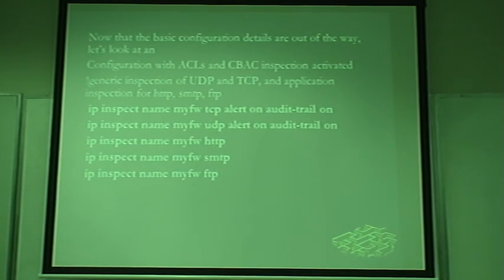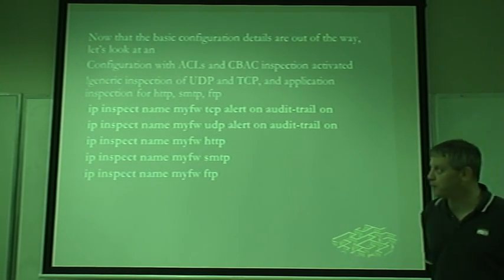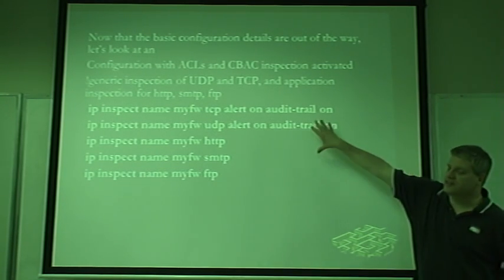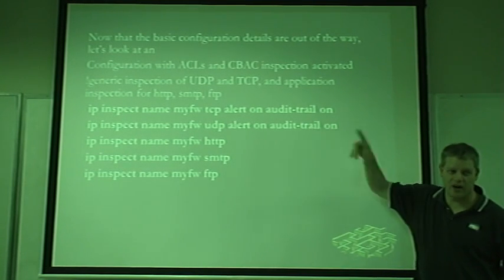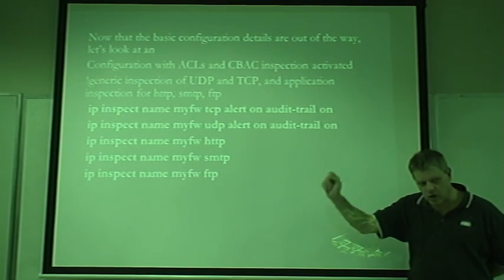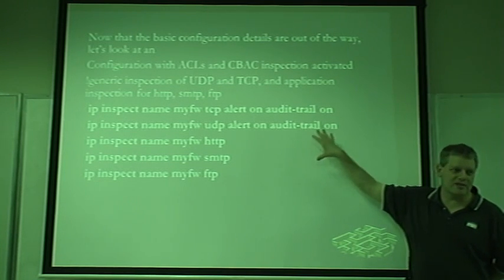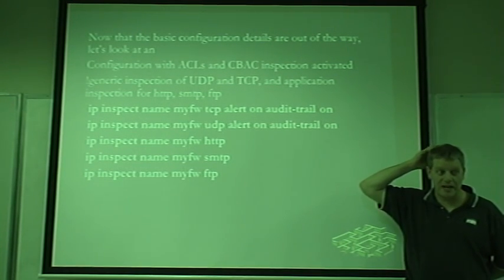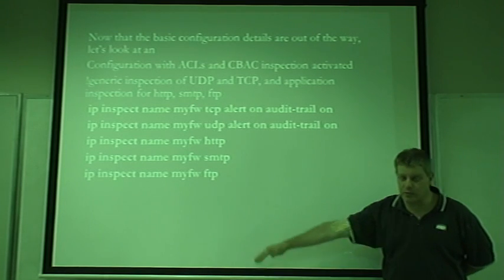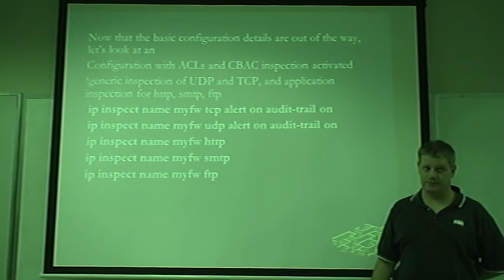Now that the basic configuration details are out of the way, let's look at an example of a configuration. With the ACLs and CBAC inspection activated, a generic inspection of UDP and TCP, and an application inspection for HTTP, SMTP, and FTP is set up as such. These following slides you need to write down, mark, check, circle, make notes. Put in there for when you have a test. You need to come back to this. You might not need all of it, but you will definitely pull out pieces and parts of it.